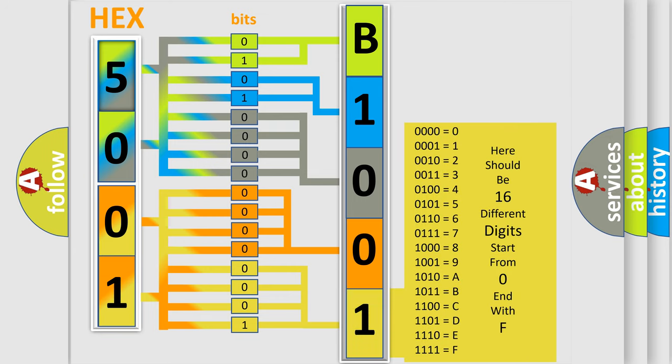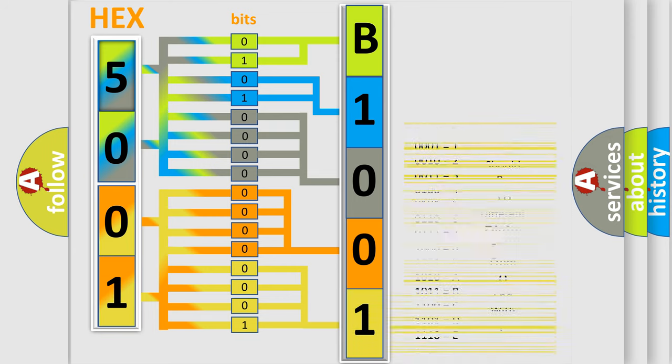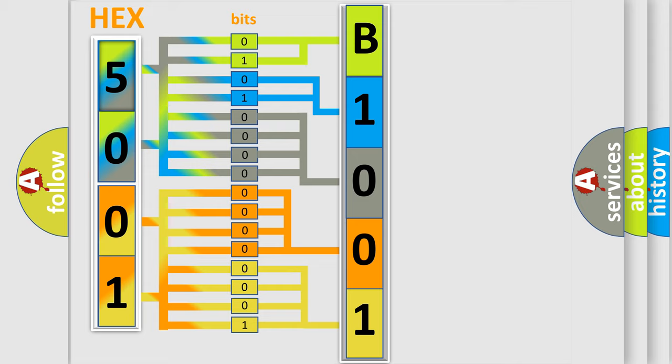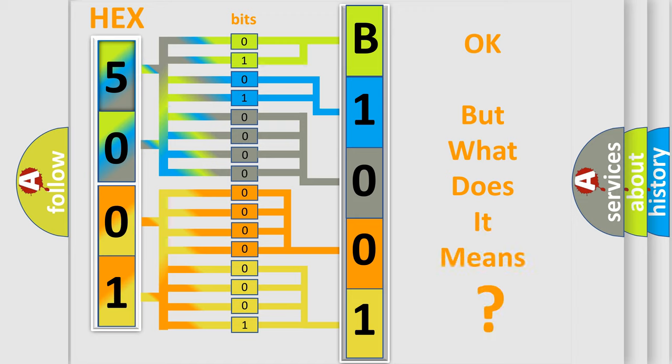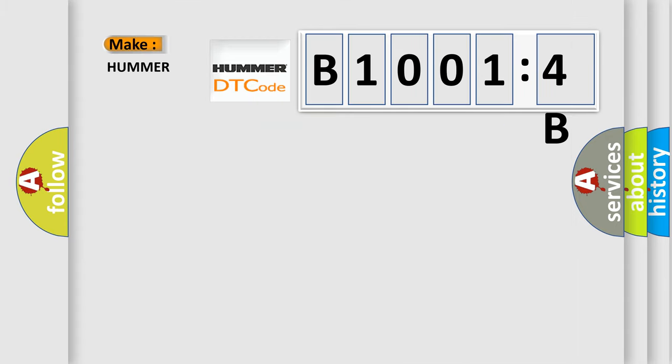We now know in what way the diagnostic tool translates the received information into a more comprehensible format. The number itself does not make sense to us if we cannot assign information to what it actually expresses. So, what does the Diagnostic Trouble Code B1001-4B interpret specifically for car manufacturers? The basic definition is GPS ROM.